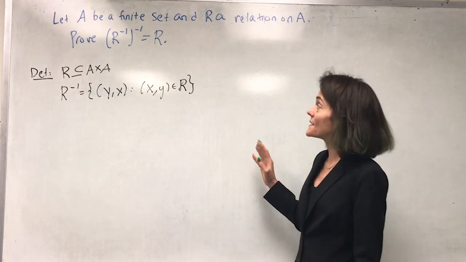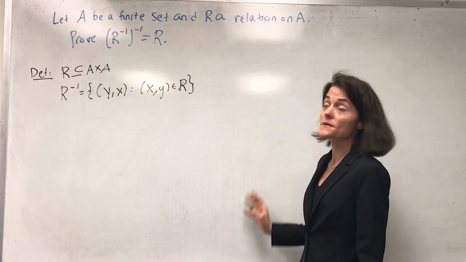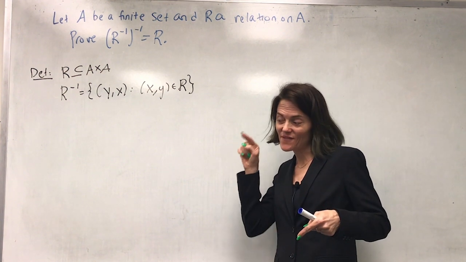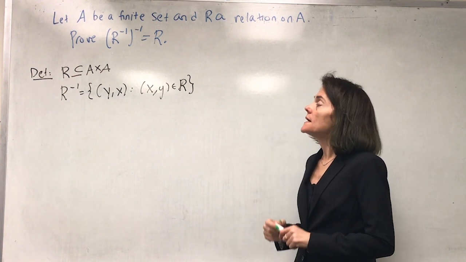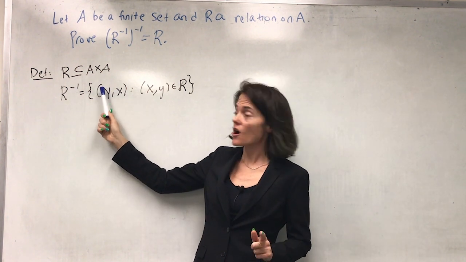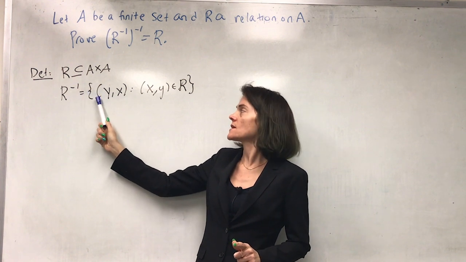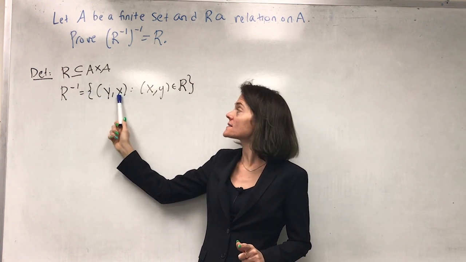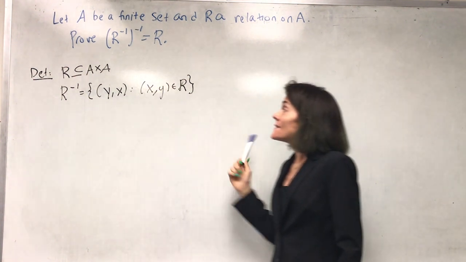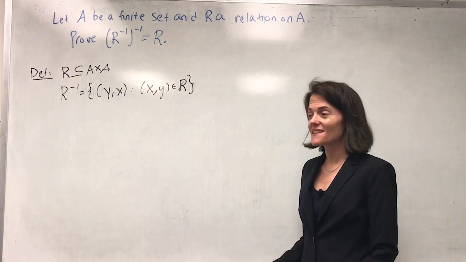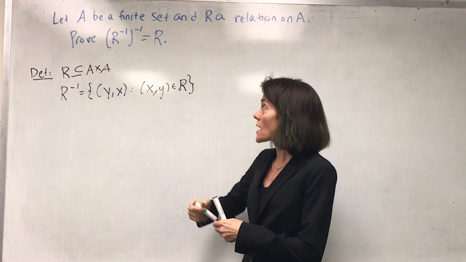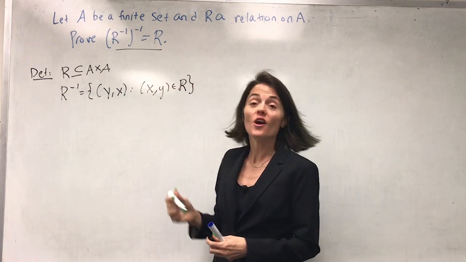I would like to prove this about relations. So we have R as a relation on A. We want to prove R inverse equals R. Now, I will remind you that a relation is any subset of A cross A, and R inverse consists of ordered pairs (y, x) such that (x, y) is in R. Now, this is really a proof about sets, because I am trying to prove that two sets are equal.